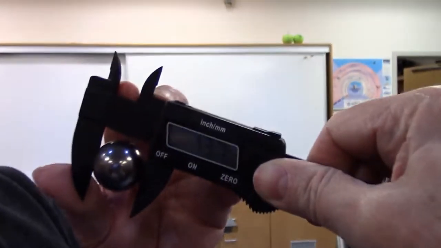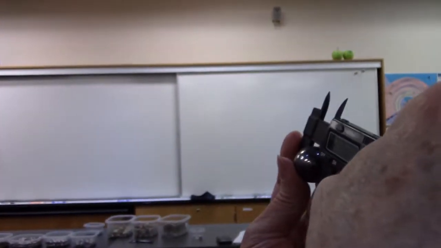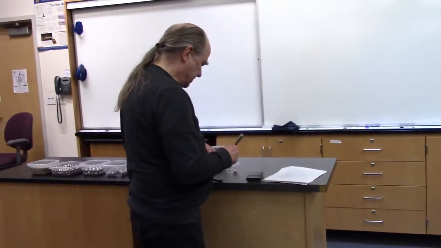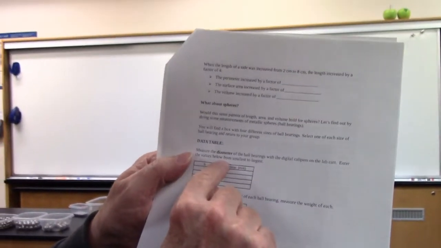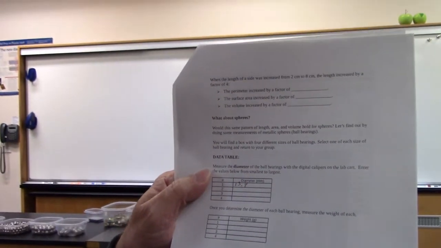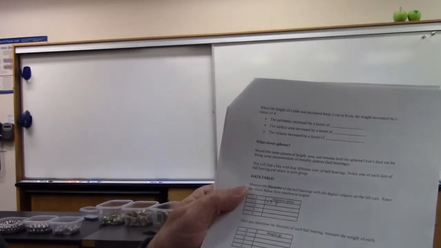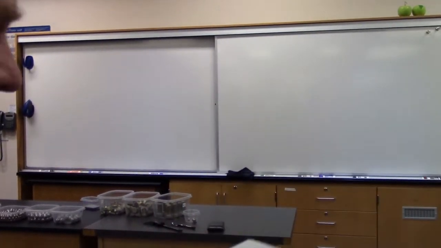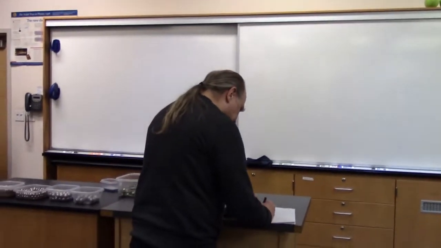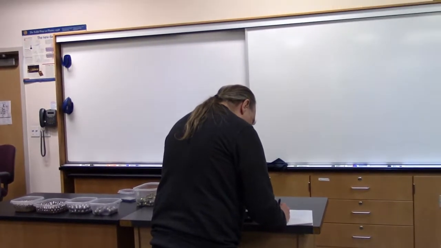According to this, my ball bearing is 13.7 millimeters. Okay, so writing that down then. 13.7. Oh, but then I notice the instructions say from smallest to largest. This is something that a lot of lab teams do, is they don't read the details. And sure enough, I did my largest first, so I need to transfer my data like so. 13.7. Okay, there we go.